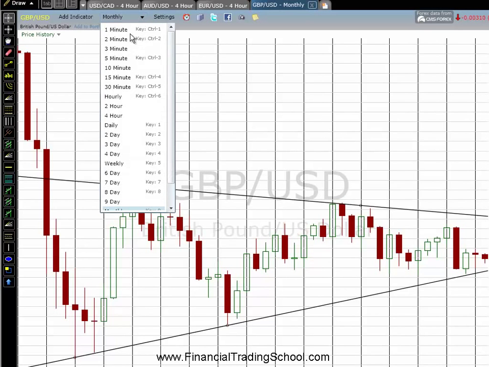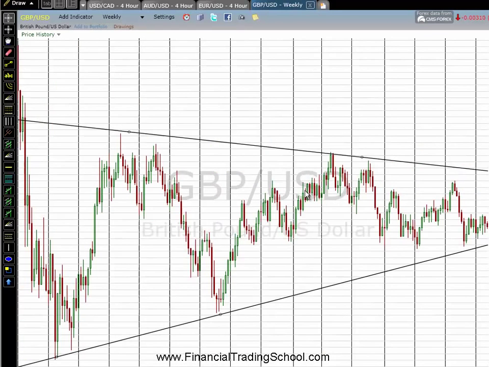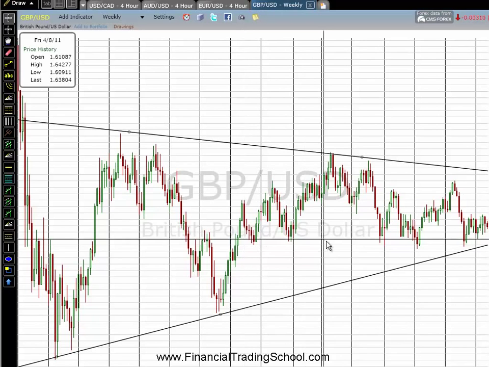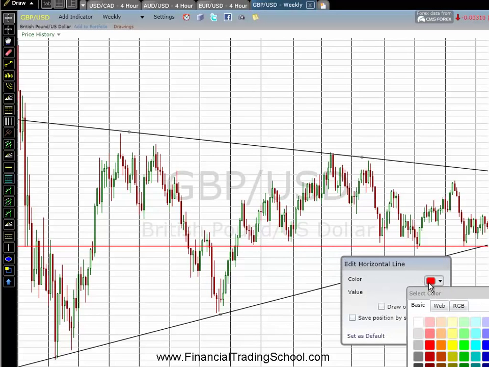Let's just switch to the weekly chart to see what else is there. Is there anything to adjust? No, it doesn't look like it. You could draw a support line right there. We'll change that to black.